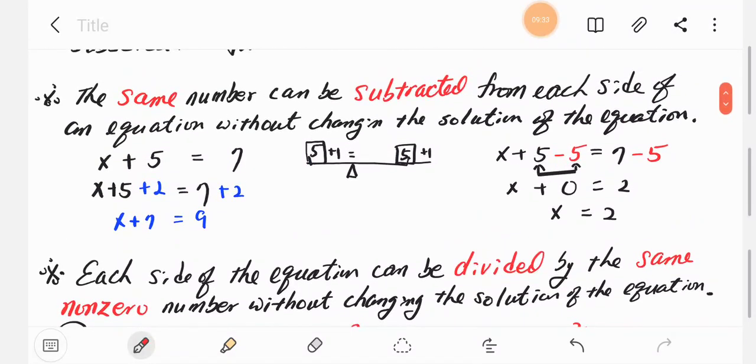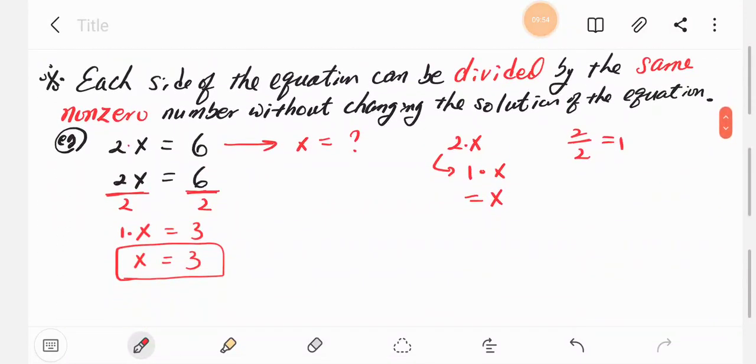And if x is together with an addition or subtraction like this, in this case x is in an addition, right? Then subtract a number from each side, and that number is the same as this 5.